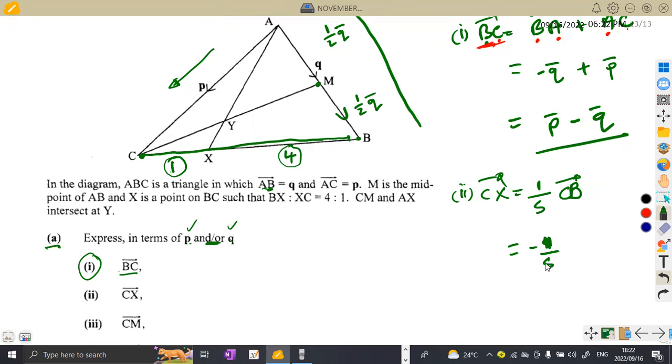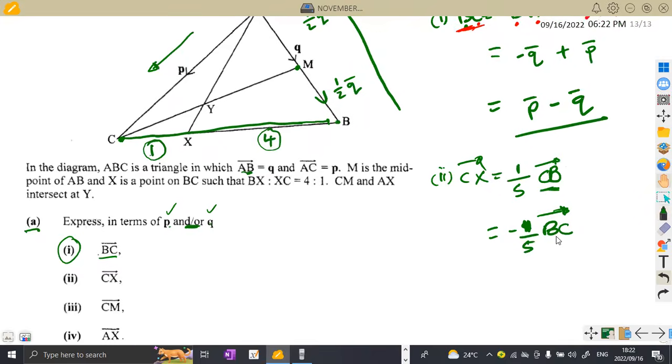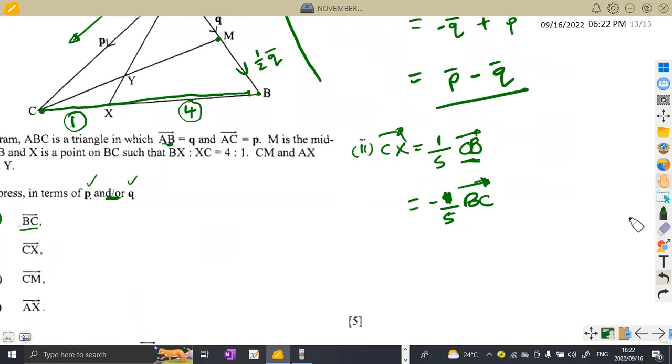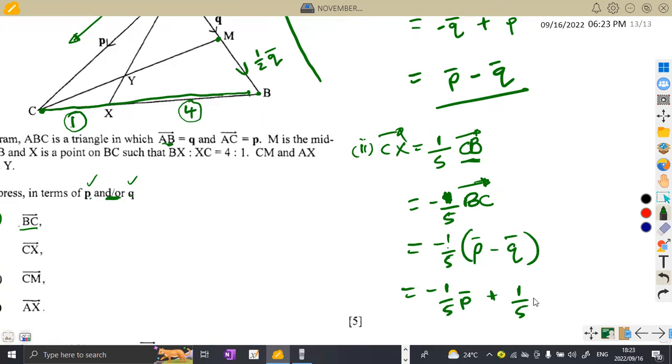So it's going to be minus 1/5 of vector BC. So it opposes what we have the moment you introduce a negative. So it will be minus 1/5 BC. Okay. So if it is minus 1/5 of BC and we have got vector BC here, which is P minus Q, it means our vector CX is going to be negative 1/5 times vector BC, which we said is P minus Q. So that's it. Multiply by negative 1/5, negative 1/5 times P. That's negative 1/5 P. Negative 1/5 times negative Q, which is a positive. So it's positive 1/5 Q. So that is our vector CX.